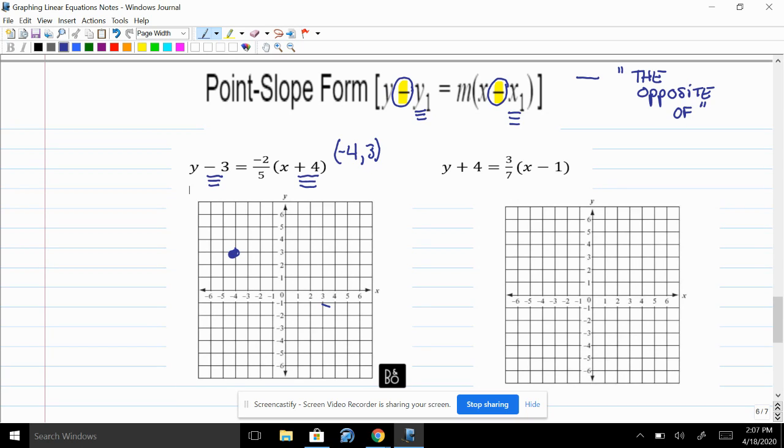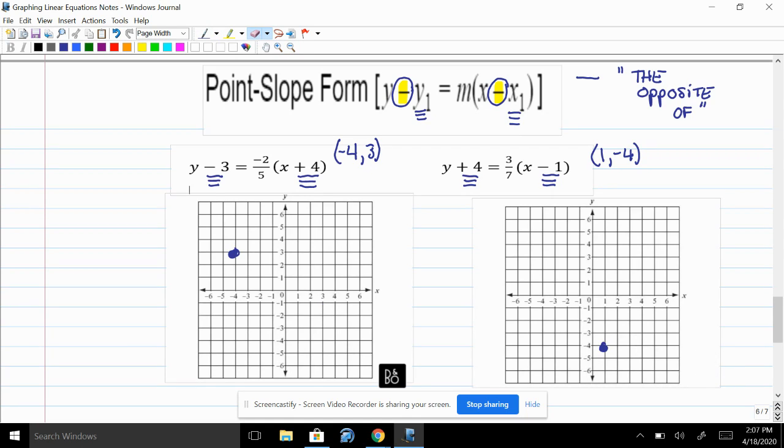If I apply that same exact concept over here to this problem, I got a -1 next to the x. That's my x coordinate, but I'm not using -1. I use +1. I got a +4 next to the y, but I'm not going to use +4. I'm going to use -4. So your point there is 1 comma -4, which would be down there. That's the only confusing part of this formula, right?